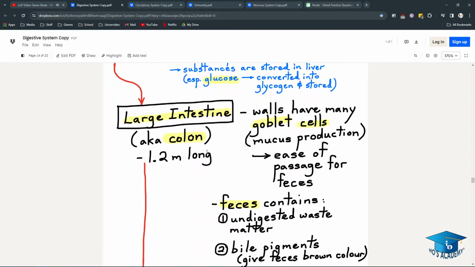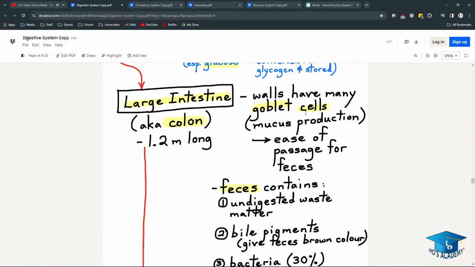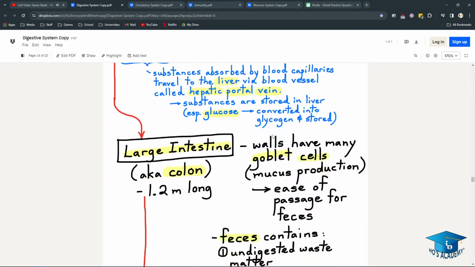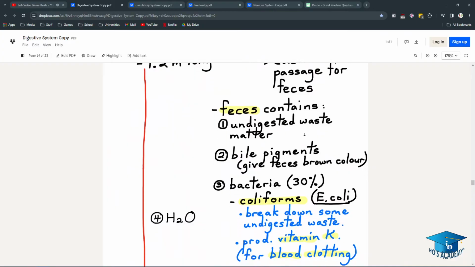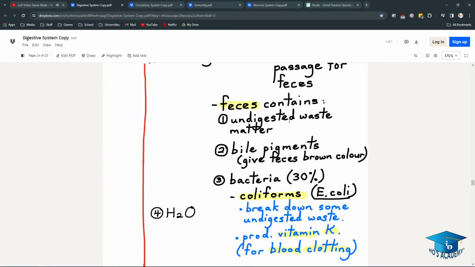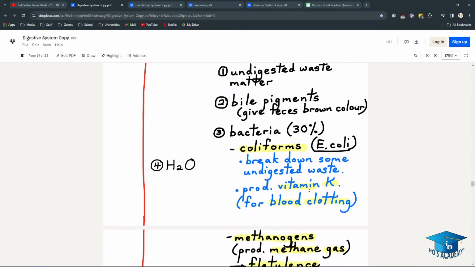And finally, the large intestine is shorter than the small intestine. It's also known as the colon. The walls have many goblet cells, these goblet cells from earlier, to produce mucus and to make sure your poop slides through easily. Your poop is going to have any undigested waste matter, bile pigments to give feces its nice brown color, and 30% of it is actually just bacteria, straight up.